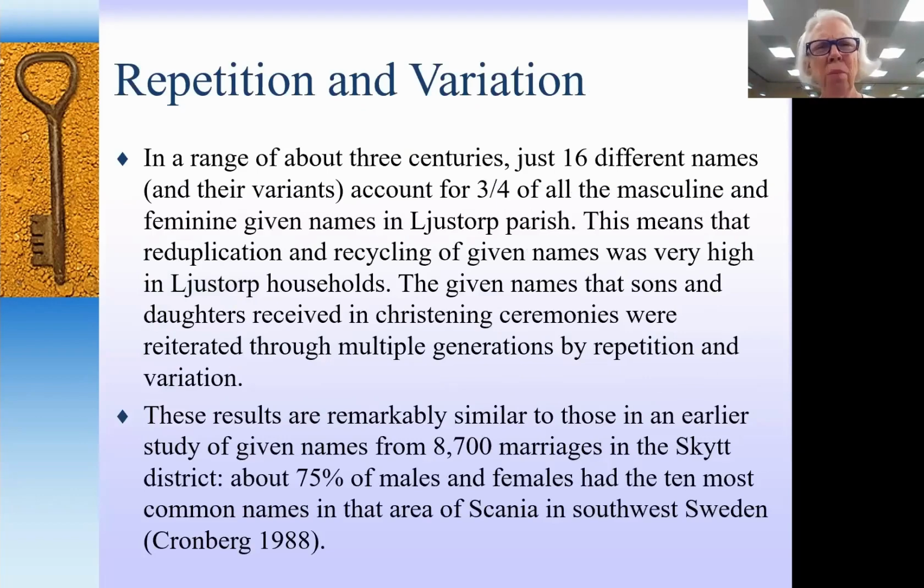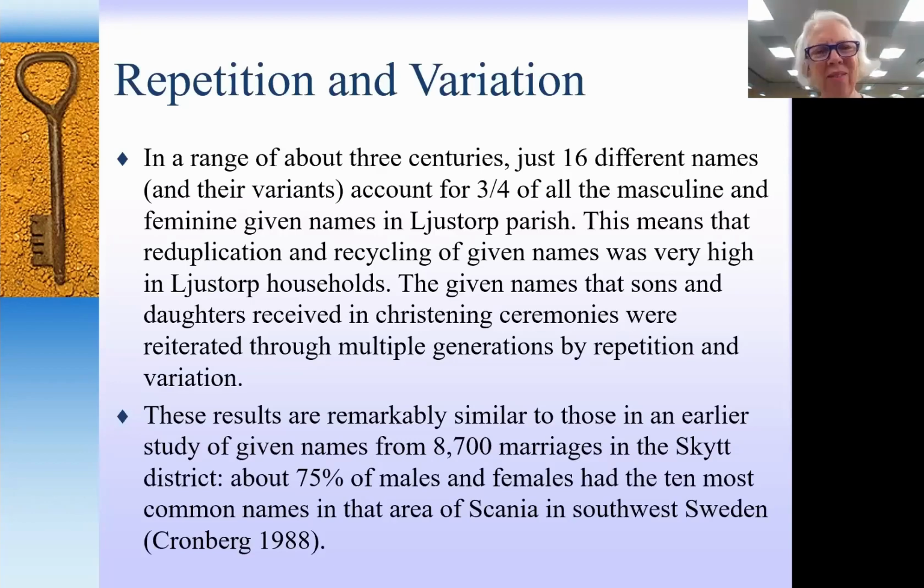So there was a huge amount of repetition and variation, repetition of the names, but variation on those names, so people could distinguish one person from another. In a range of about 3 centuries, just 16 different names accounted for 3/4 of all the masculine, feminine given names in Ljustorp parish. It means that reduplication and recycling of given names was very high in Ljustorp households. The given names that sons and daughters received in christening ceremonies were reiterated through multiple generations.